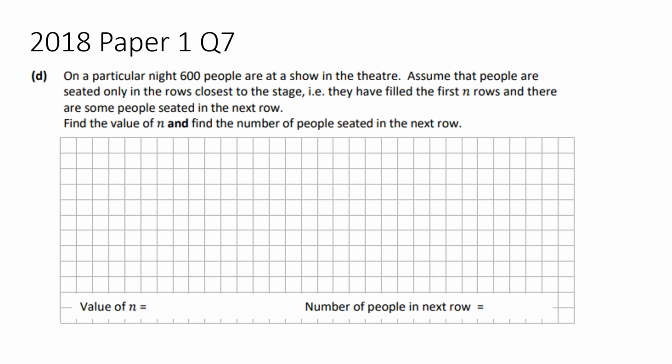Okay, so on a particular night, 600 people are at a show in a theatre, and assume that people are seated only in rows close to the stage. They have filled the first n rows, and then there are some people seated in the next row. So find the value of n and find the number of people seated in the next row. So first thing you're going to have to do is find the value of n. The only way you're going to find it is because you know that there are 600 people, so that is the sum.